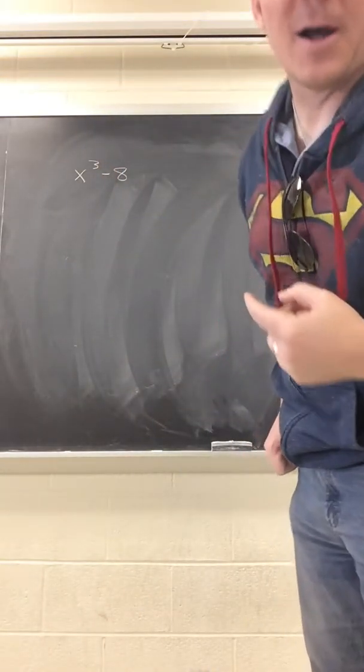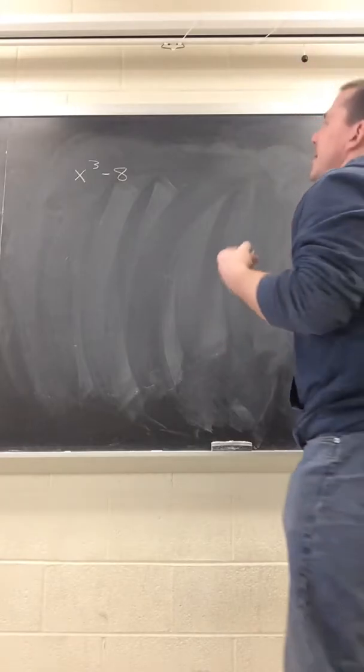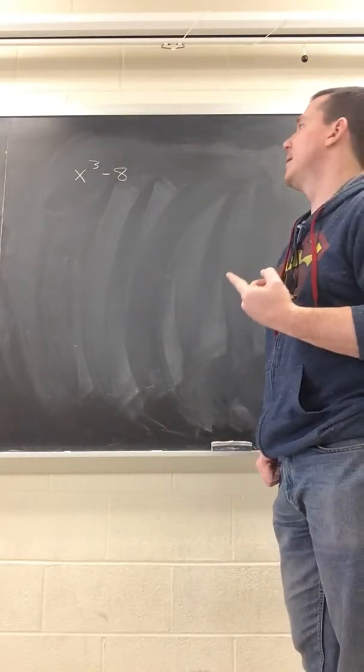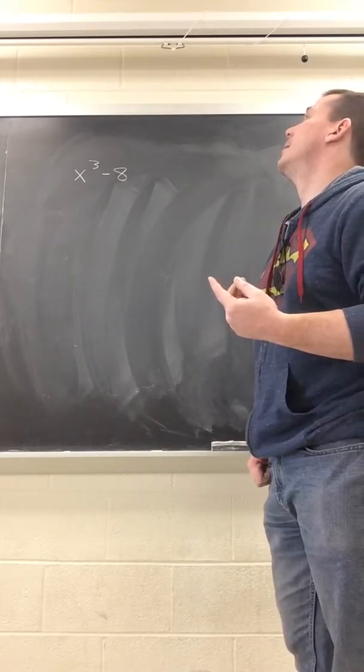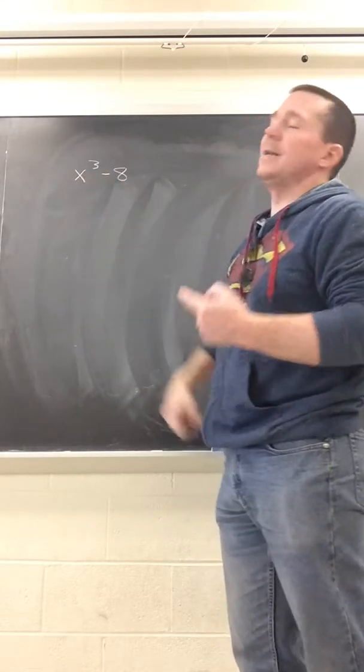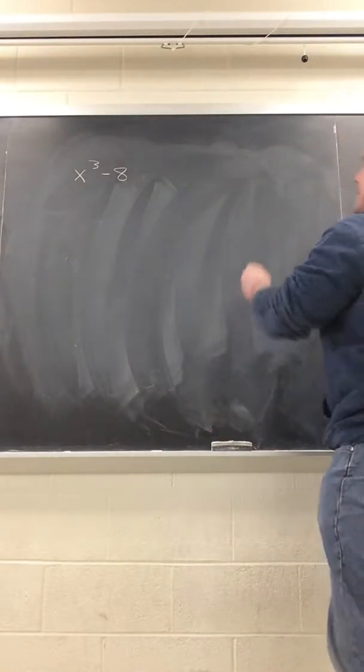I want to find the possible roots of x cubed minus 8. I know there'll be 3 of them because it's cubic. So let's see. It's a polynomial. Coefficients are both integers, 1 and 8. So I can use the rational root test.